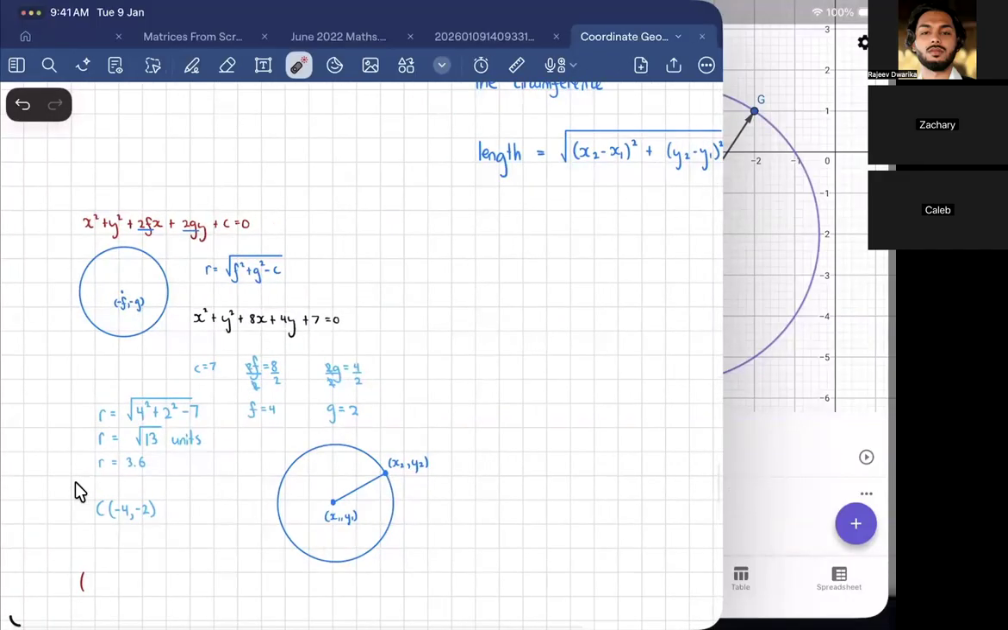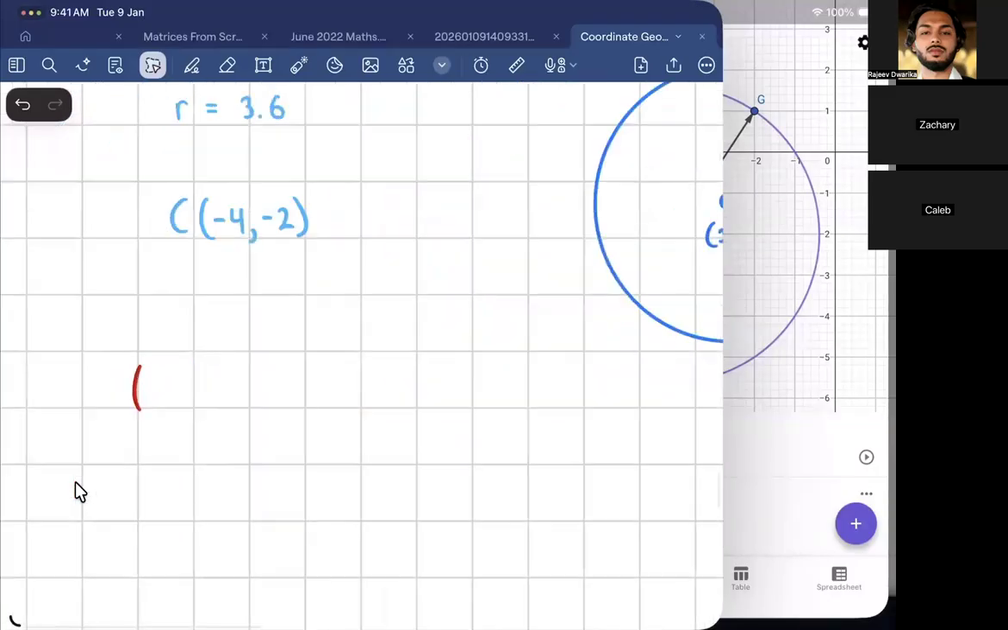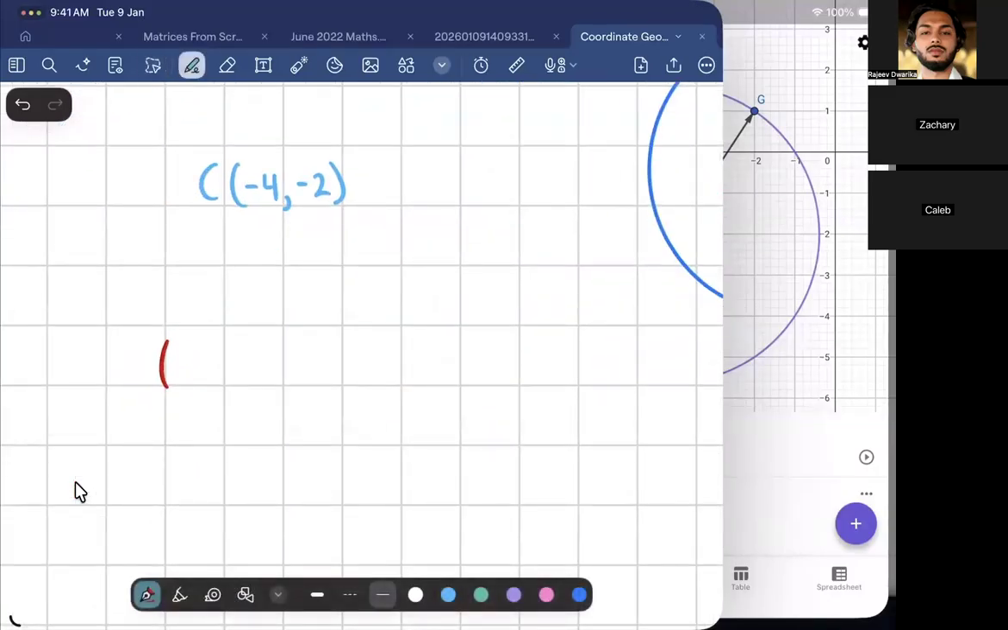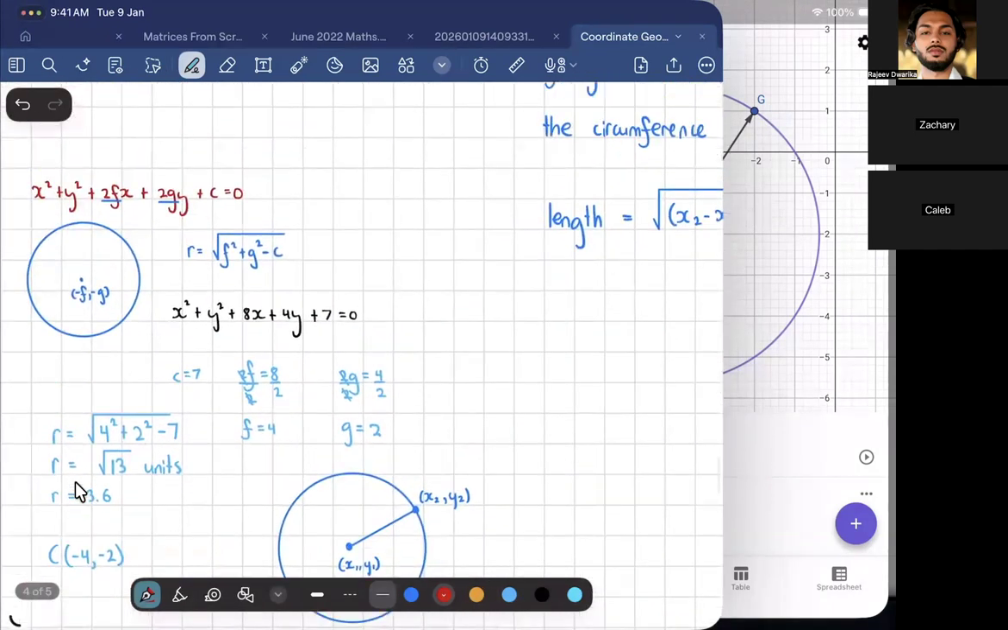Cool. So Caleb, just remind me, what is the standard form? (x plus f) squared and (y plus g) squared equals R squared.